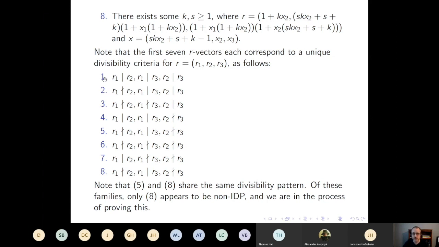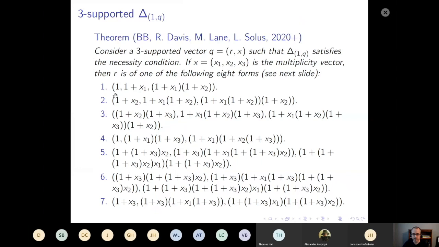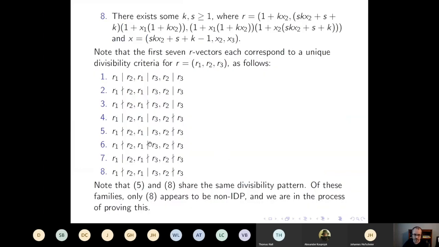Okay. So we are certain that divisibility patterns 1 through 4, we have proved that these are reflexive IDP. 5, 6, and 7, we've still got to finish. And 8, we just need to prove that that's not IDP, but all the computational evidence supports it. Okay.